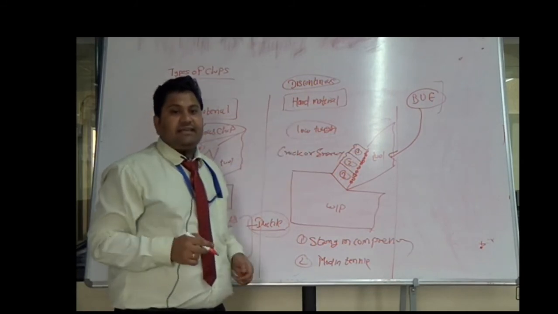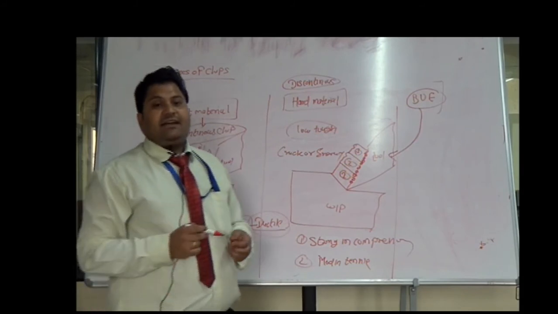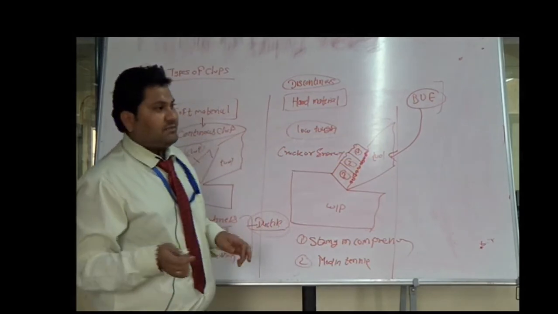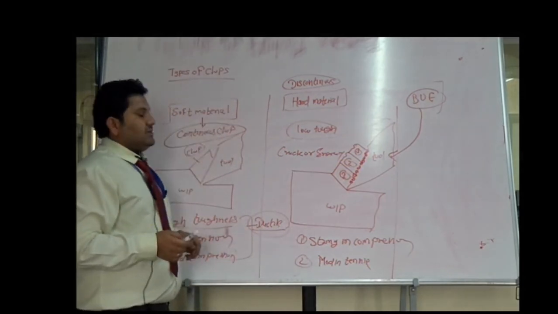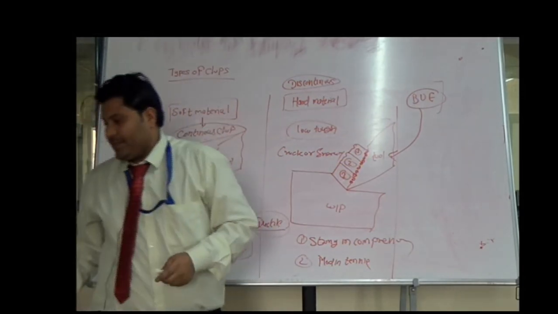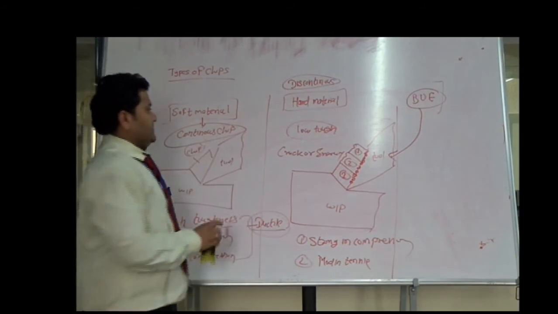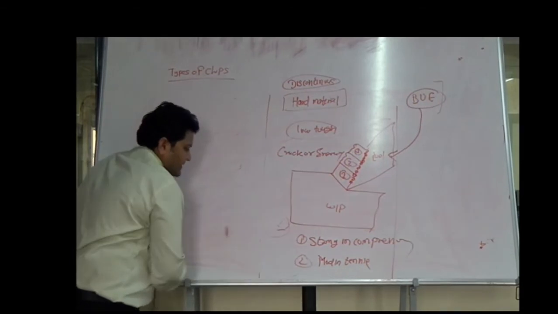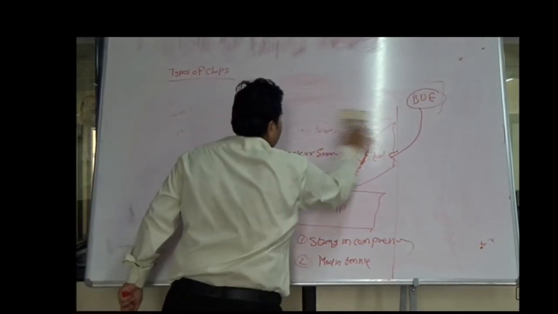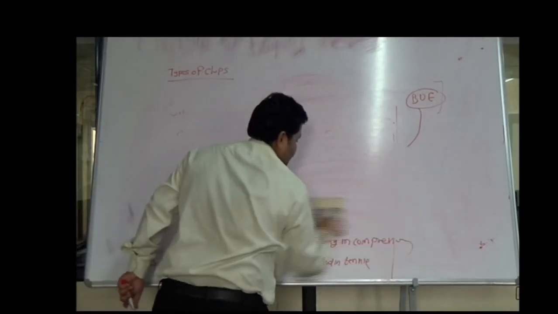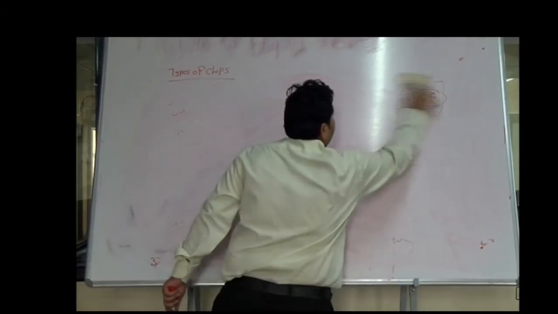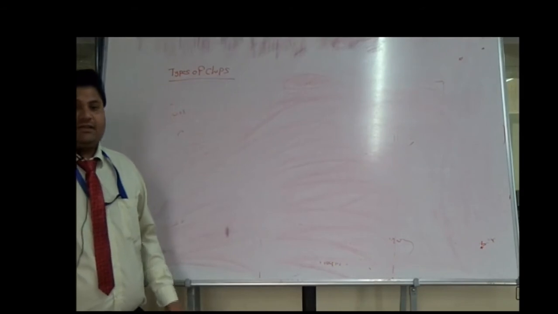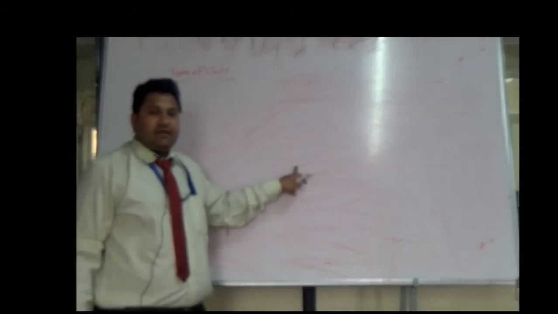So you have to see what types of chips these are. As I said, the types of chips formed: first of all, continuous chips, which happen in the case of soft material, and discontinuous chips, which happen in the case of hard material.